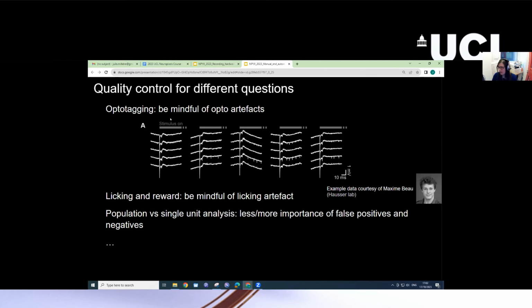Quality control, of course, depends on which question you're asking. If you're doing opto tagging, you need to be mindful of opto artifacts. And for instance, if you're doing population analysis, false positives and false negatives are less important, and you might want to keep units that have high amounts of false positives and false negatives.